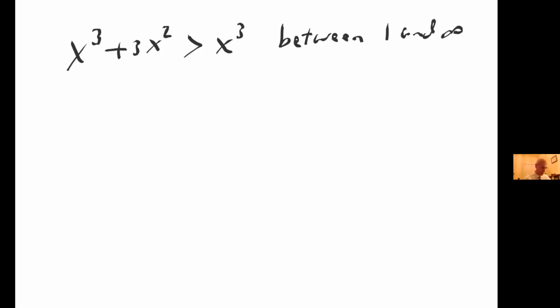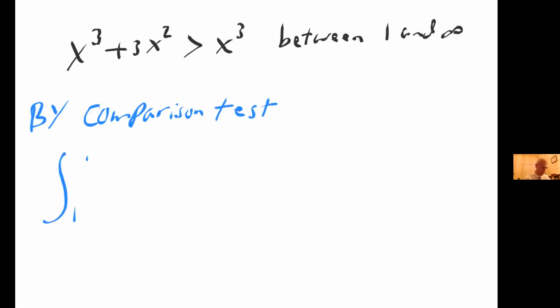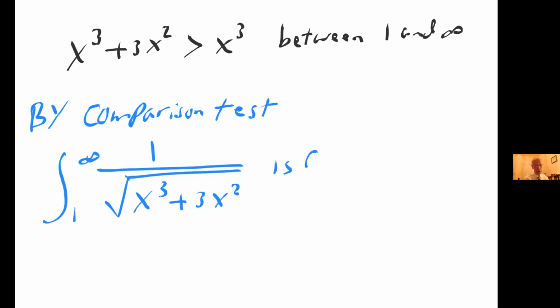All right, so now I can say that by the comparison test, the integral from 1 to infinity of 1 over the square root of (x cubed plus 3x squared) is convergent.